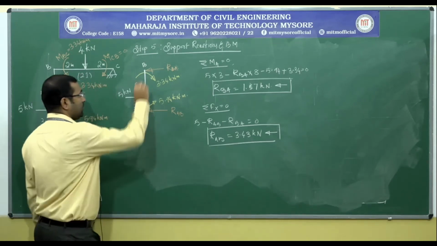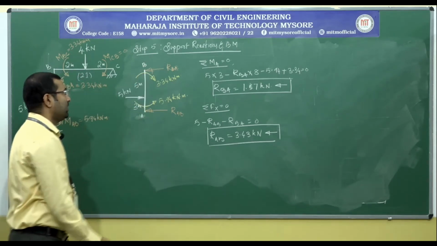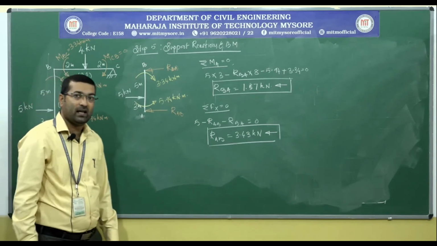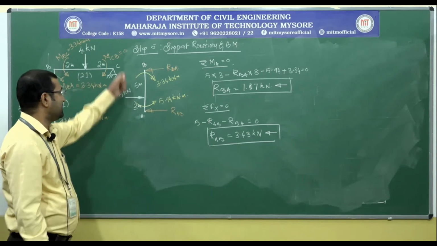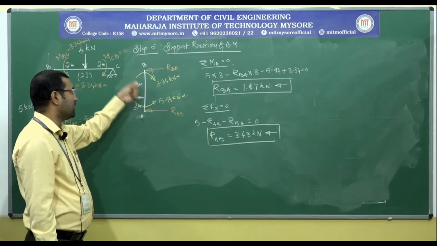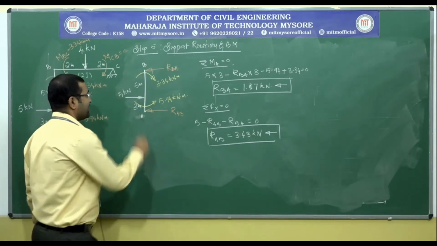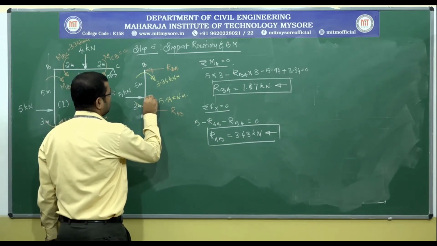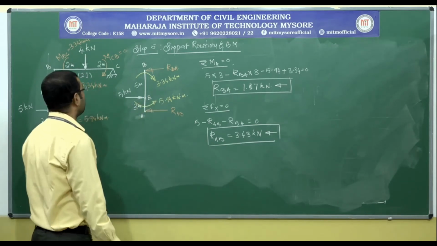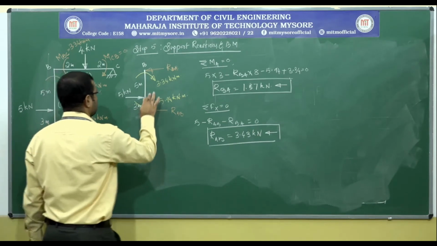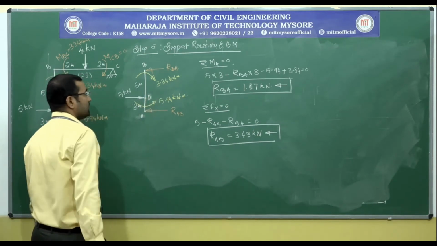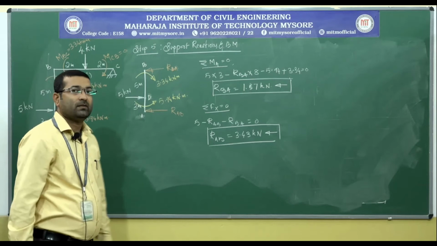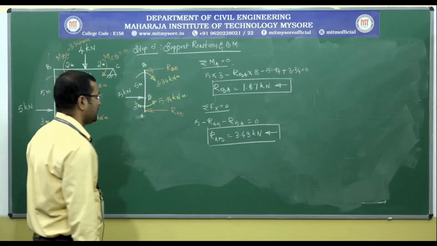So I need to work out the maximum positive bending moment in the span AB. As this member carries a concentrated load, obviously the maximum bending moment will occur under this concentrated load. So let me consider that as point D. So I need to work out how much is the bending moment at point D.